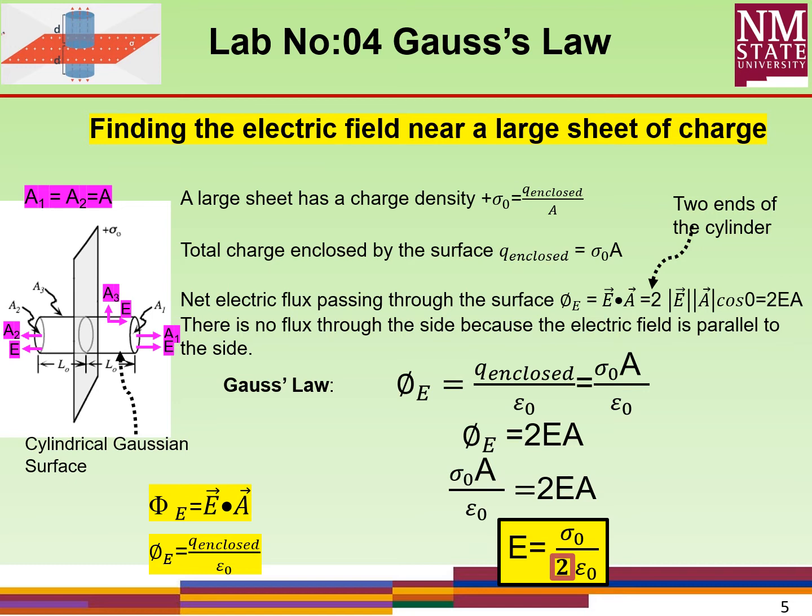So here's the large sheet of charge, and we found the electric field near this large sheet of charge. It is equal to the charge density divided by 2 times epsilon 0. We used Gauss's law and found the electric field, capital E, near a large sheet of charge. But today I'm going to find the electric field near a conducting plate. Basically we have to follow the same steps, but let me show you how to do that.